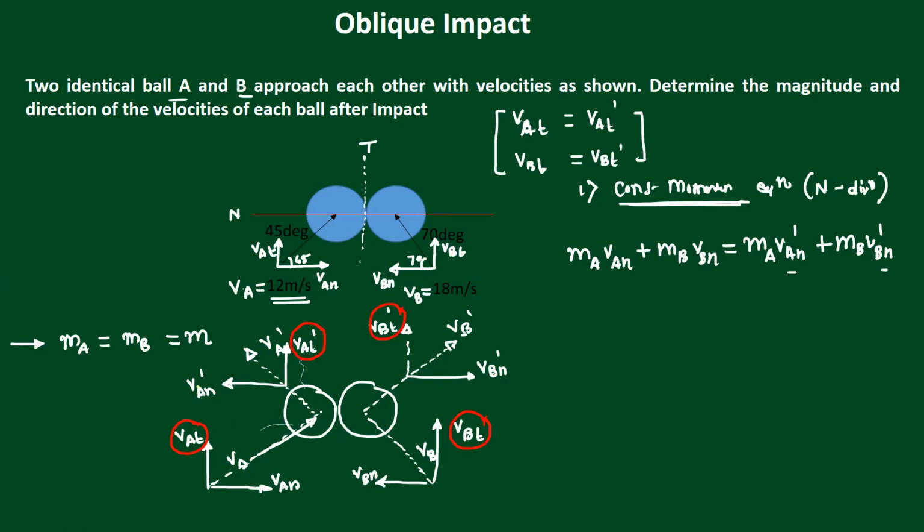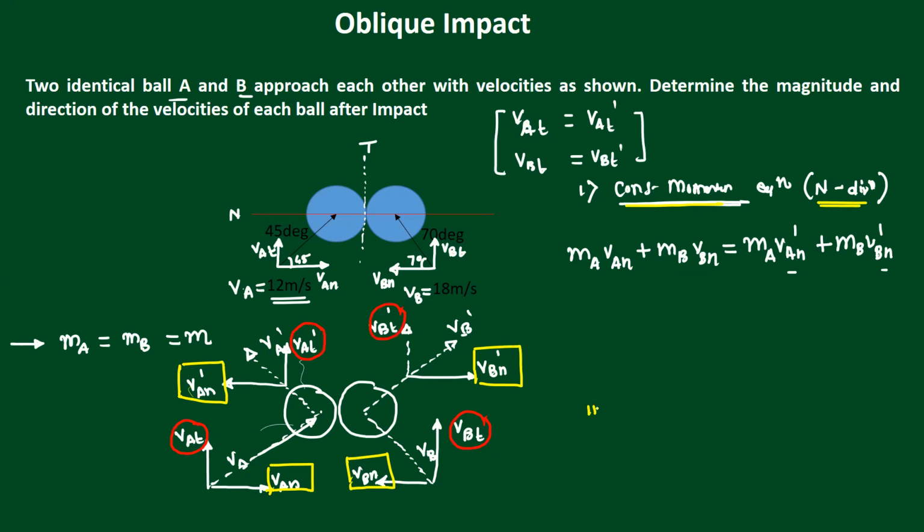Okay. Only change is in the normal component. So the normal component VAN dash will change compared to VAN before impact, and the normal component VBN dash will change compared to VBN, which is before impact. So the conservation of momentum equation is only used for the normal direction. This is the first step.